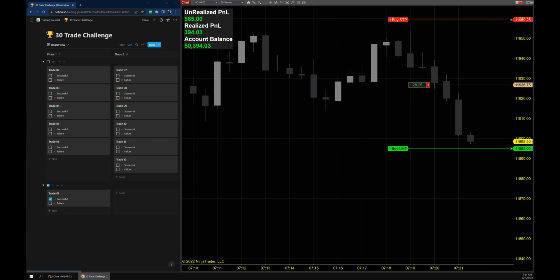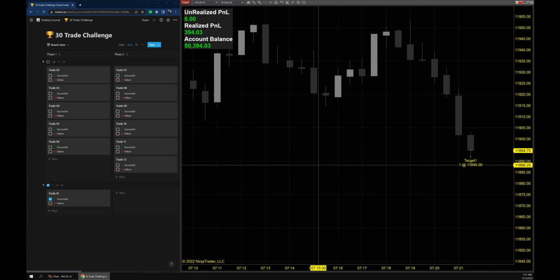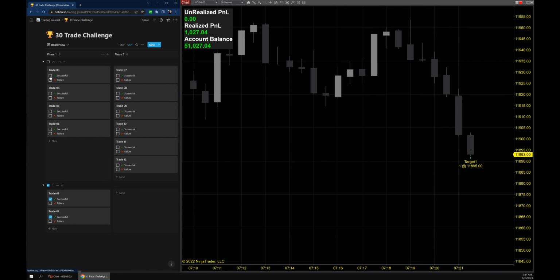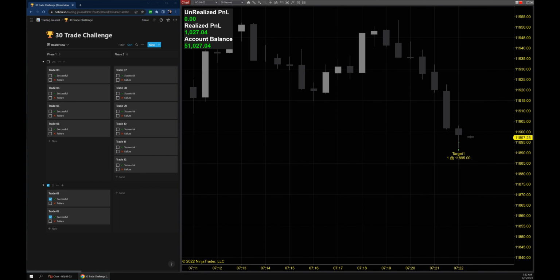This is what patience and discipline is about, right? And that's what the 30 trade challenge really teaches you. So boom, there we go. We're going to check that one off as successful. Even if I lose on a trade, I'm going to consider it successful if I follow my plan, right? And one of my other rules was that 2 wins and I'm done for the day. 2 losses, I'm done. 2 wins and I'm done.